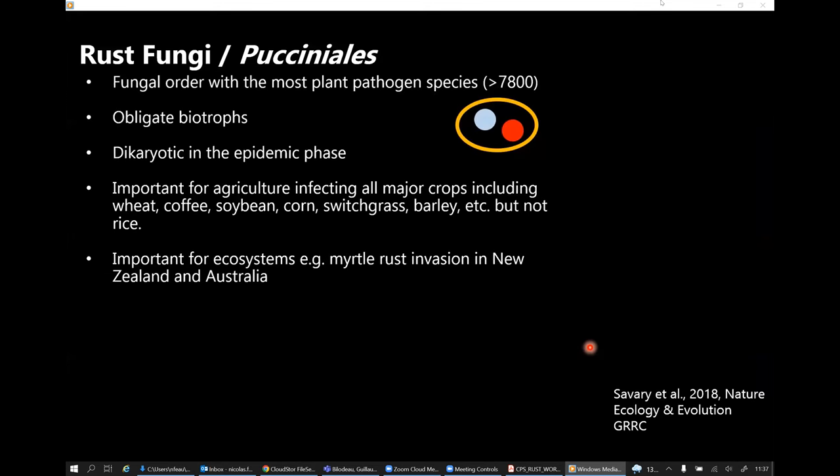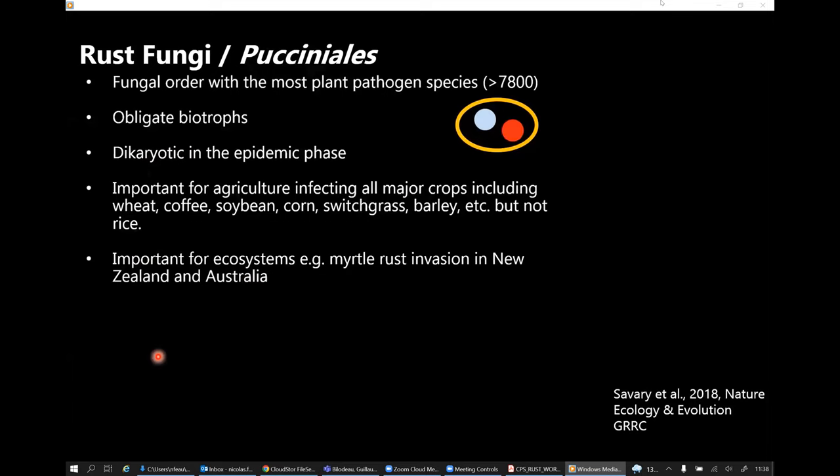All right, so the rust is a fungal order with the most plant pathogens, roughly 8,000 described. They are obligate biotrophs, which means, of course, you can't culture them except on the plant itself, even though in the 70s and 80s people tried to culture them, but it just turned weird. They're dikaryotic, so it means they have two nuclei in the stage which causes pandemics. They're important for agriculture because you probably already had some bread or some coffee, maybe you had some soy, or maybe the barley, maybe already a beer, or you're going to have a beer later. So really rust infects all kinds of plants and has an impact on all of those production settings, except for rice, which is a peculiar thing.